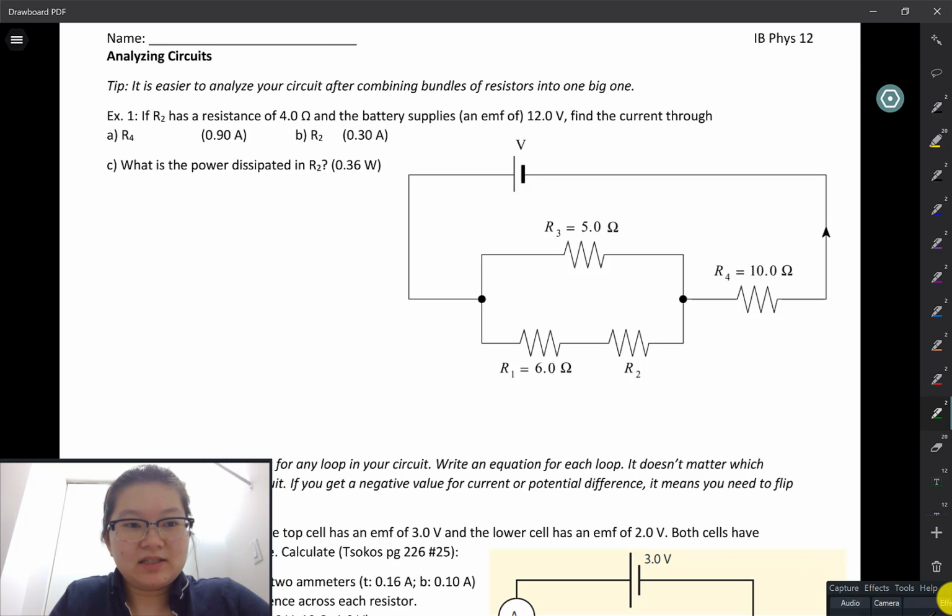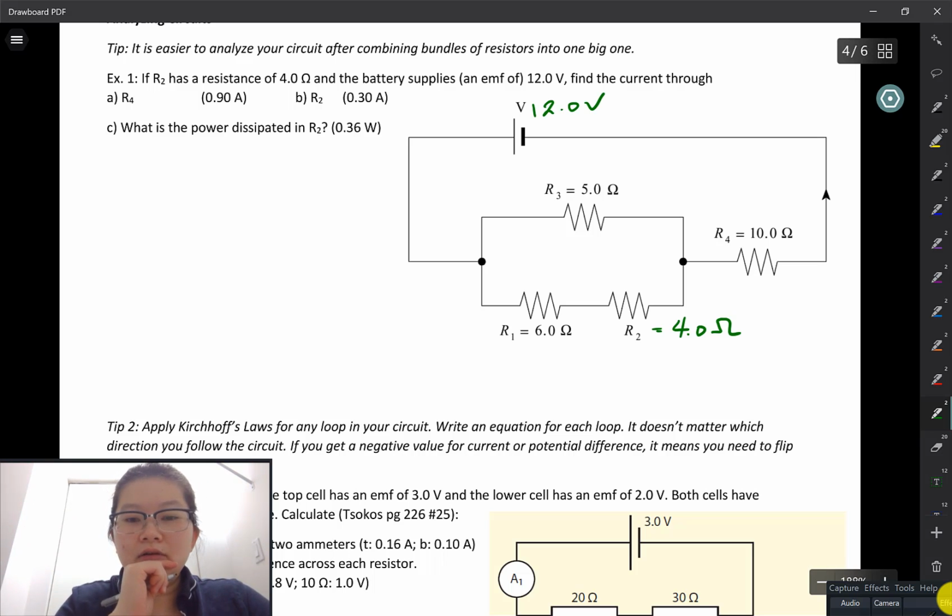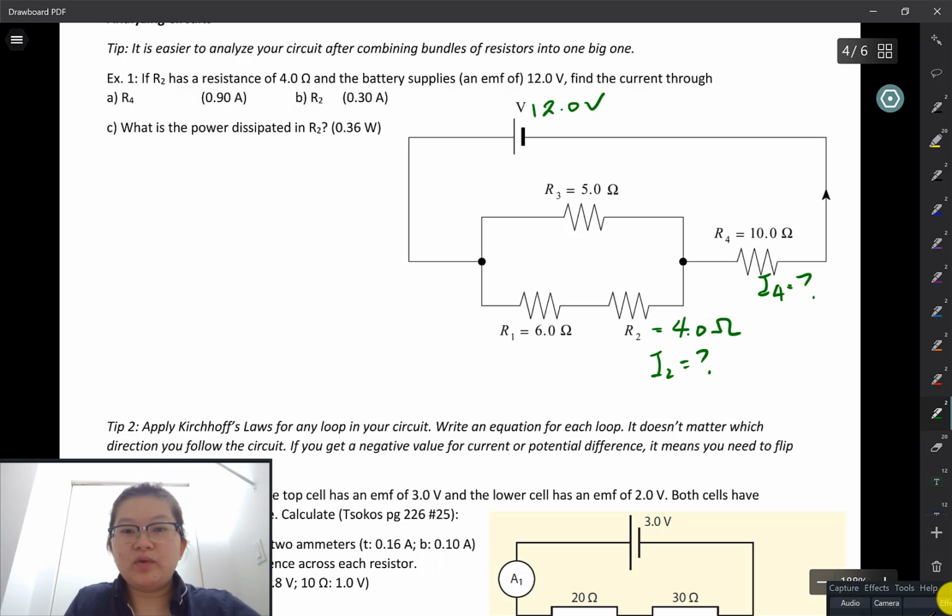Here we have a circuit. If resistor 2, this guy, has a resistance of 4 ohms, and the battery supplies an EMF of 12 volts, find the current through R4. So we need to find this current here, and we want to find the current through R2. Alright, so notice that here we have a few resistors in parallel as well as in series.